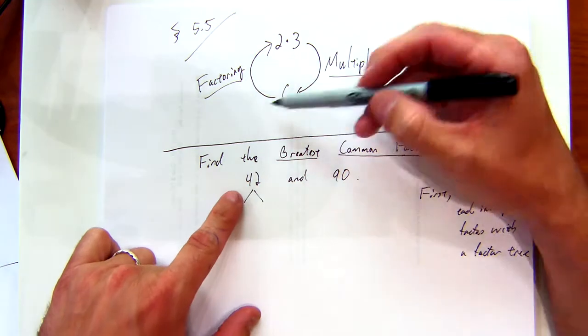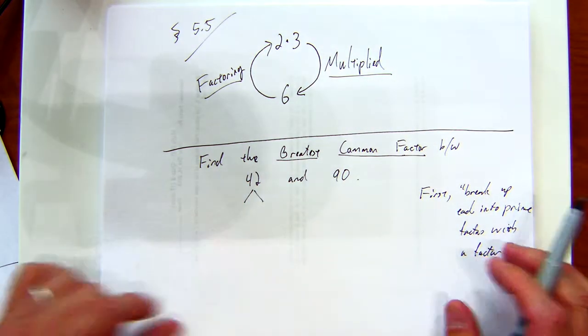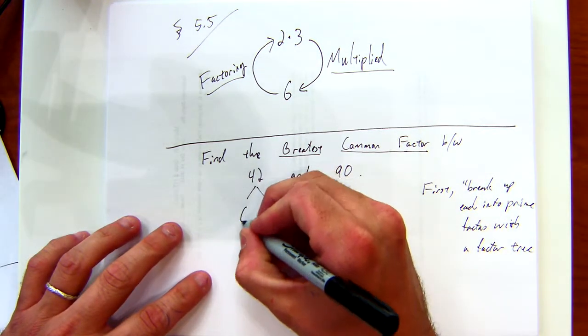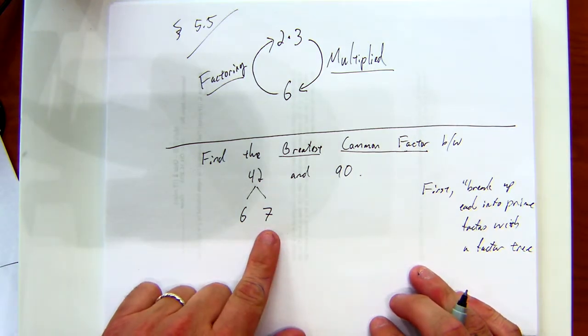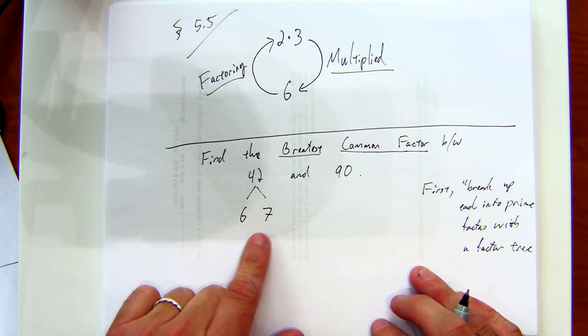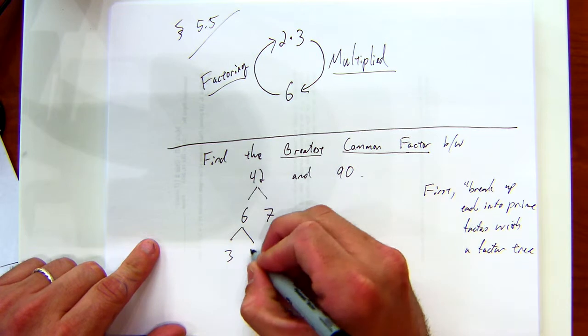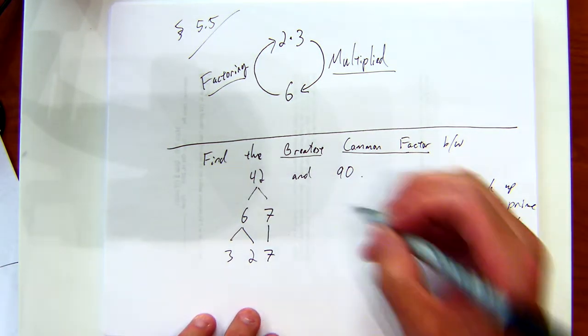There's more than one way to factor some integers. Okay? What's one way that I could factor 42? 6 and 7. 6 times 7. Can I factor 7? No, just 7 and 1, so that's not going to help me. What about 6? 3 and 2. And I can bring this 7 down.